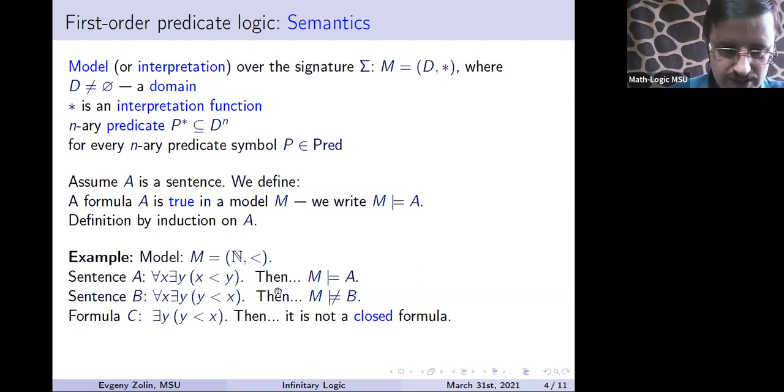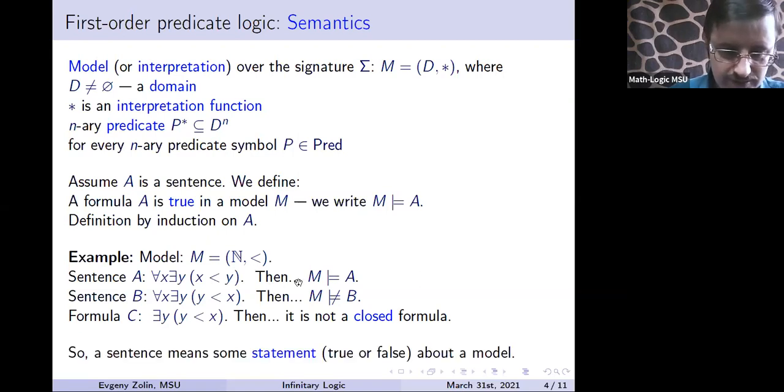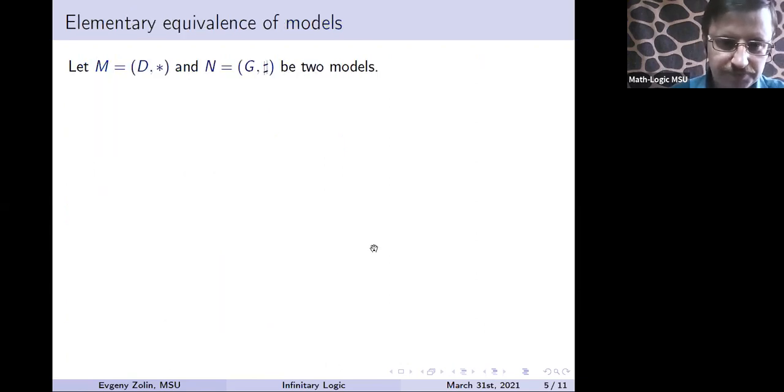But today we will consider only sentences, only closed formulas. A closed formula is some statement. It is either true or false. Now, consider the following situation.